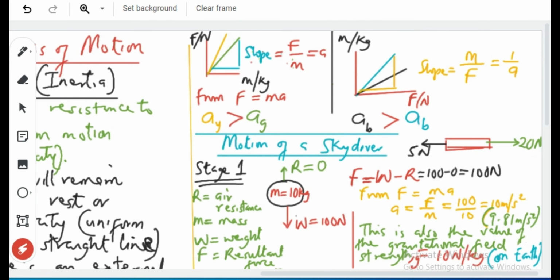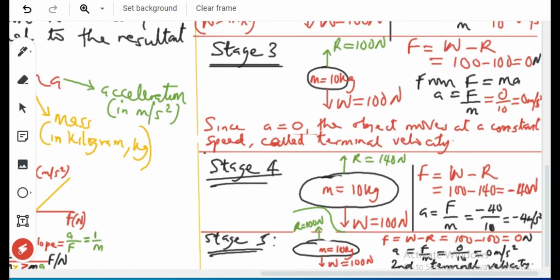When the resultant force increases to 140, for instance, I say when the air resistance increases to 140, the resultant force is negative. The acceleration is negative, so it's slowing down. And because it's slowing down, air resistance decreases to 100 and it balances the weight again the second time, and we have the second terminal velocity.